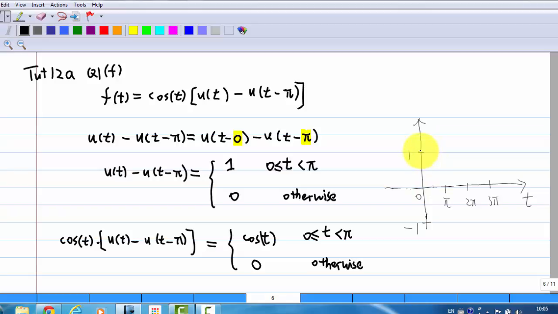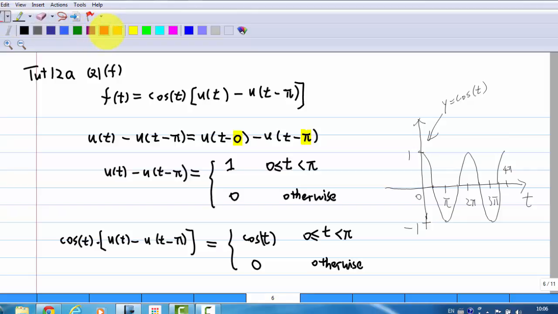At pi over 2 we get 0, then at pi we get minus 1, and at 3 pi over 2 we get 0, then at 2 pi we get 1, and continue with this. At 5 pi over 2 we get 0, at 3 pi we get minus 1, and I can continue this process. I get a typical cosine curve, and that is the graph of y equal cosine t.